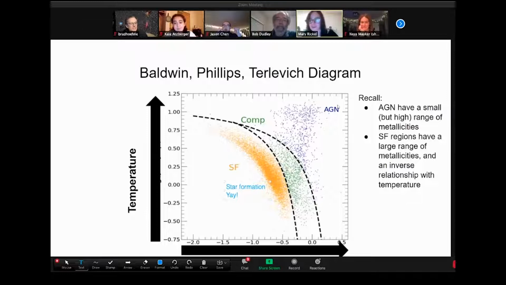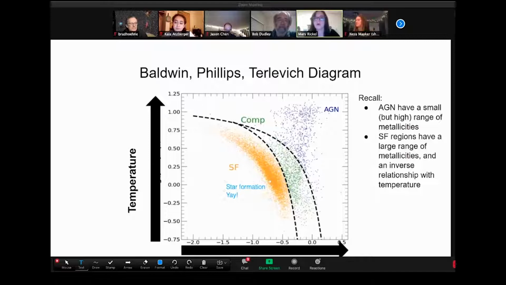And so just to highlight again, we see that there is an inverse relationship. So as we increase in metallicity, we see that there is a decrease in temperature. And then for AGN, we see that there is a smaller range. We do have higher metallicities here, so it's much higher than what we see in star formation regions.